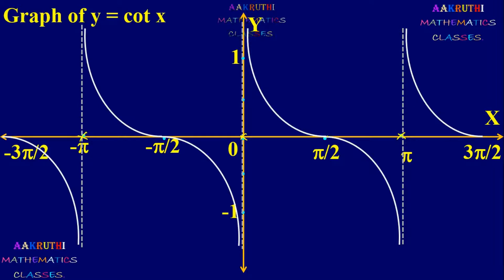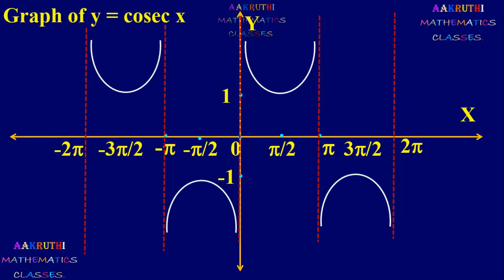And we know that tan 90 is infinite and cot 90 is 0. At this point cot is 0. Similarly cot of minus 90 is also 0. And cot x is positive in the first quadrant and negative in the second quadrant. And again positive in the third quadrant and negative in the fourth quadrant. So therefore the graph of y equal to cot x is like this. So this is the graph of y equal to cot x.